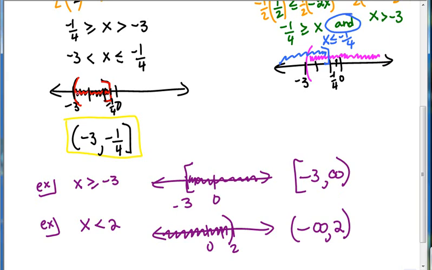This one, the one that we had, was between. So that's why we started with -3 on the left. We went to -1/4. This one was a parentheses since it was a plain less than, and the right side was a bracket since it was a less than or equal to.